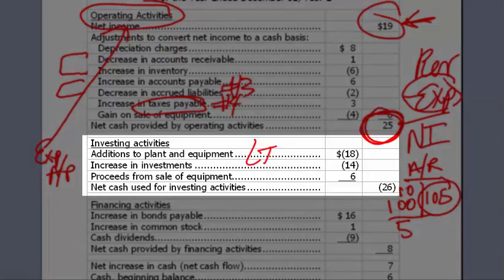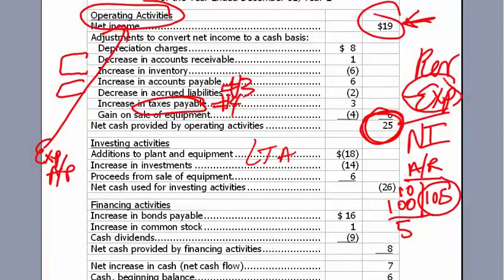The next section is your long-term assets. So these are your long-term assets, and those should make common sense. That if you add to your plant and equipment, you buy more building or buy more equipment, you're going to use cash. If you go out and buy more investments, you're going to use cash of 14 here. If you sell equipment, then that's going to be an inflow of cash. That's going to be a source of cash.